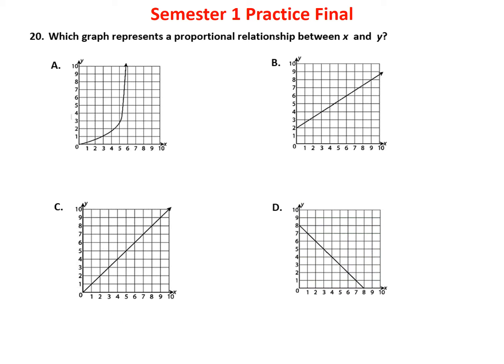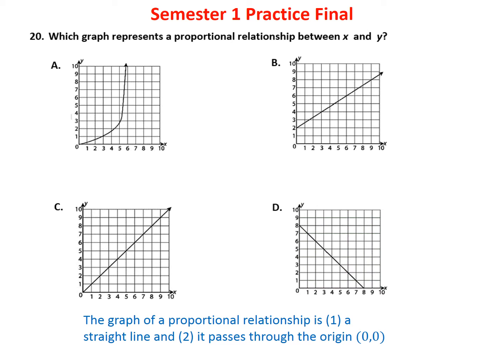Number 20 asks us which graph represents a proportional relationship between X and Y. Key thing to remember is that the graph of a proportional relationship is, one, always a straight line, and two, it goes through the origin. So those two things must be true. It has to be a straight line, and it has to pass through the origin (0, 0).